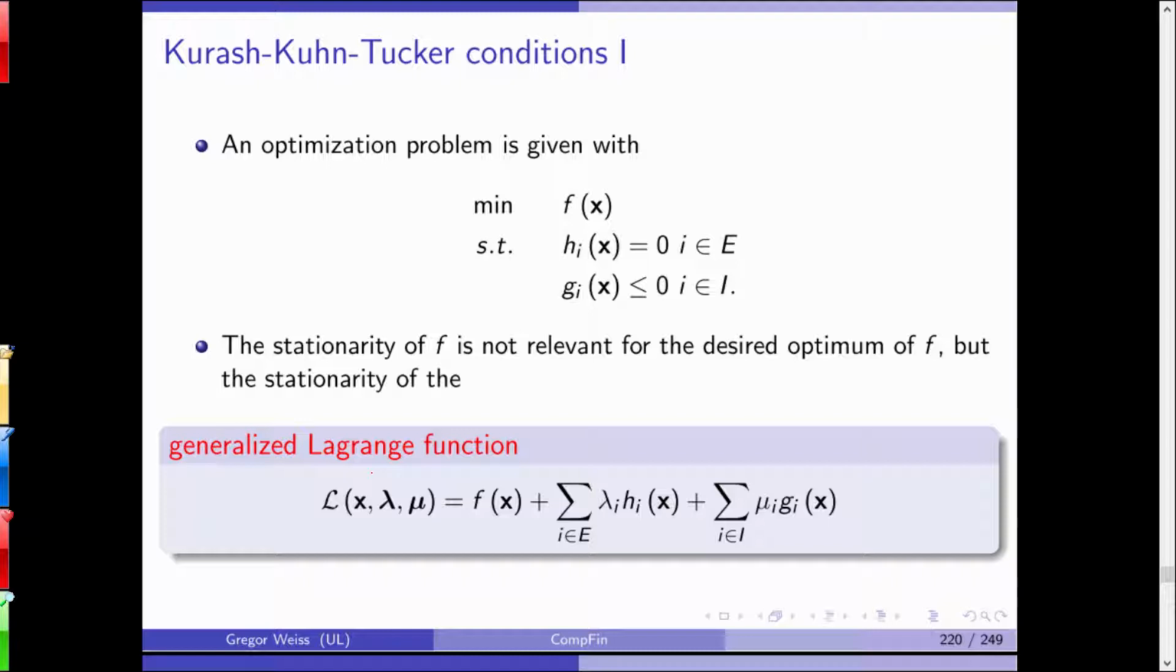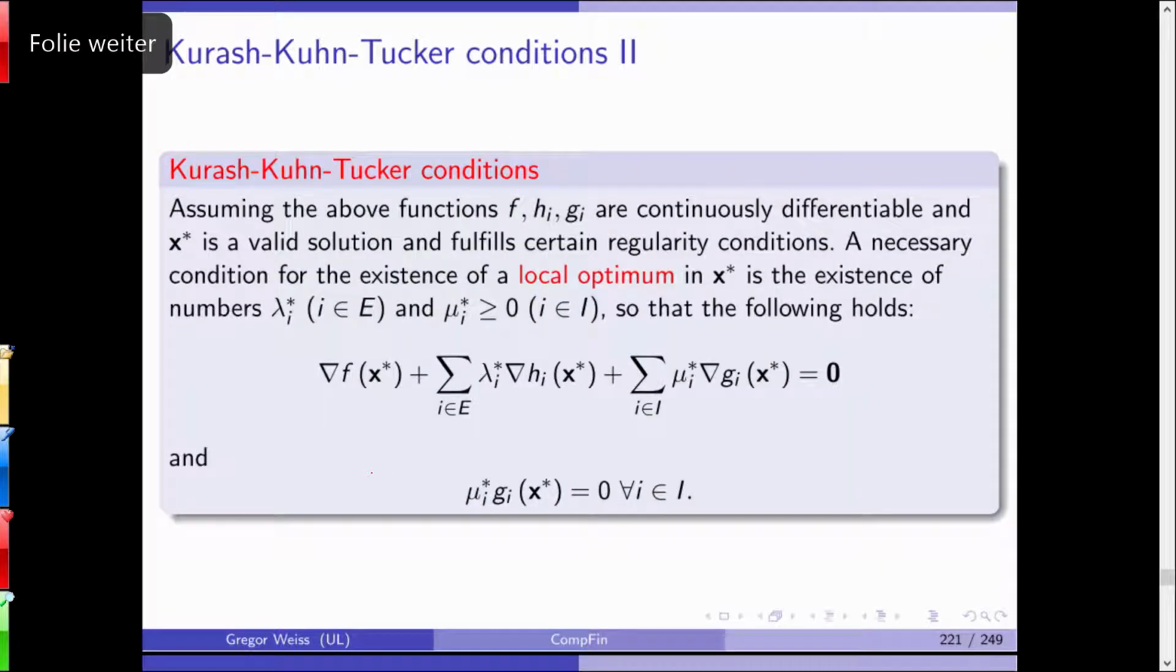Now, the generalized Lagrange function is given by f plus the sum of lambda i times h_i plus the sum of mu i times g_i. And this is the generalized Lagrange function. As you can see, we now include all the constraints with the different sets of Lagrange multipliers. Okay, so this is the starting point. The KKT conditions state the following.